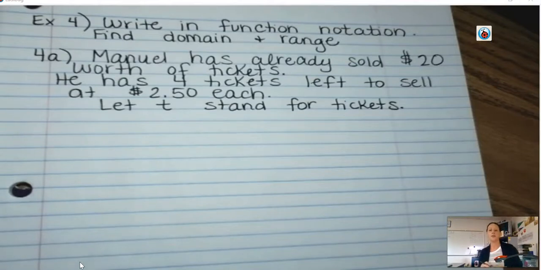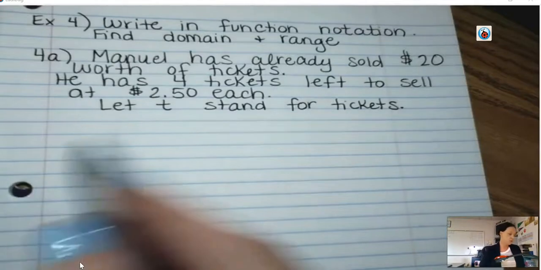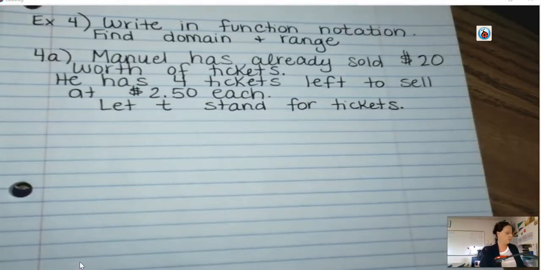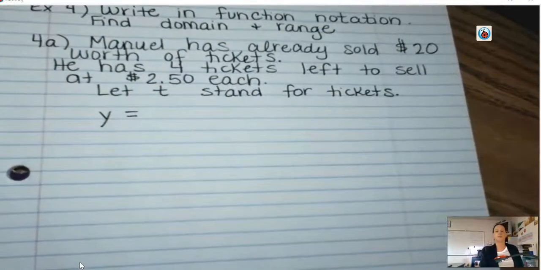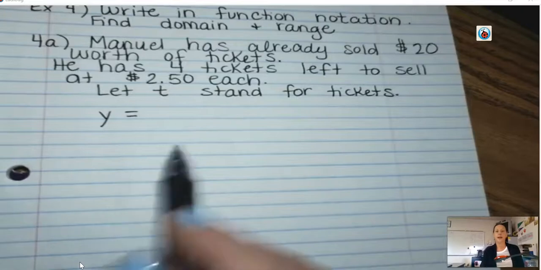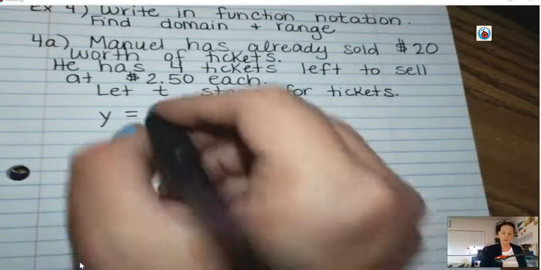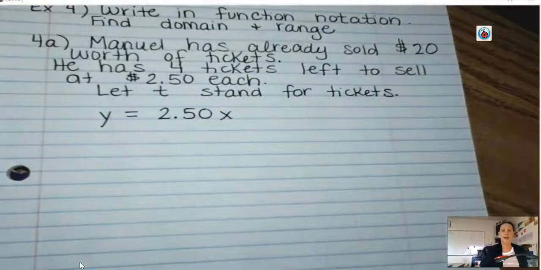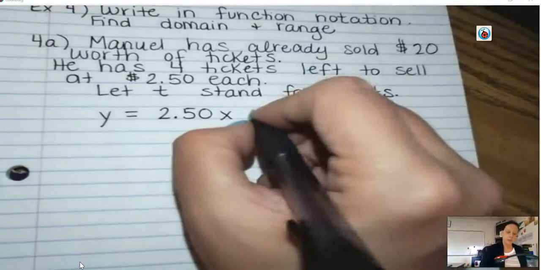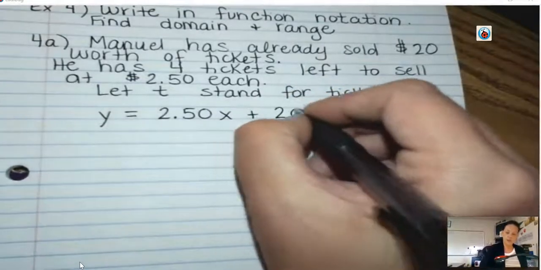Manuel has already sold $20 worth of tickets, and now he has 4 tickets left to sell. They're each $2.50. Okay, we have to come up with an equation in function notation. So first I'm going to write it in just normal y and x to make it easy. So y equals, he has tickets that are $2.50 each. So the tickets are $2.50 for every x, for every ticket. Plus he also has the $20 that he already sold.